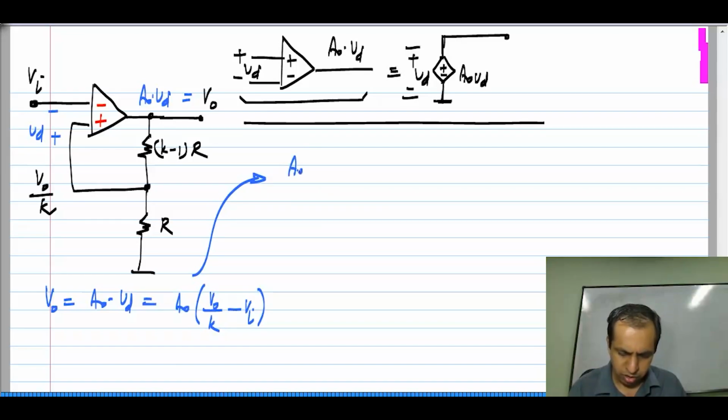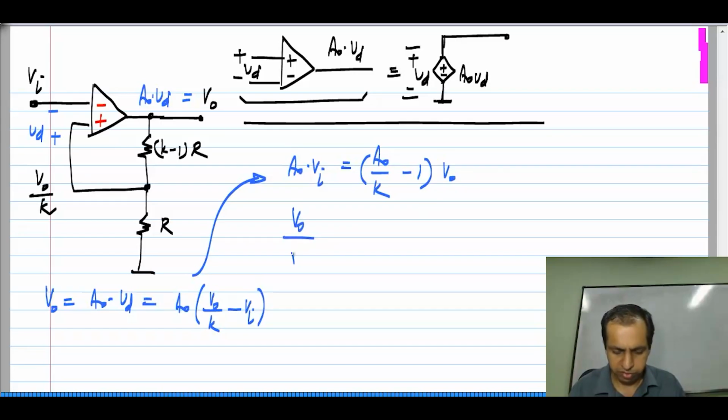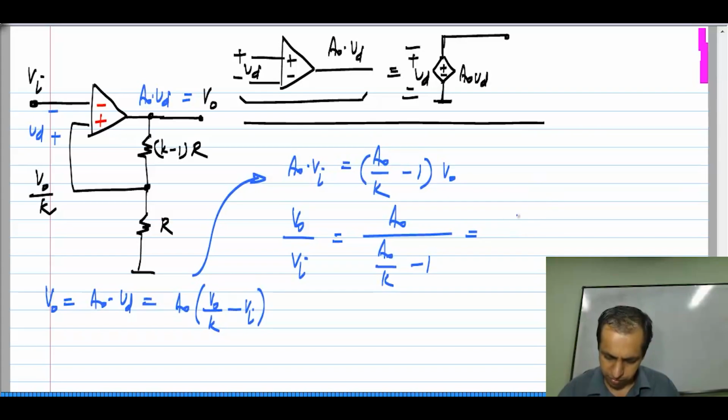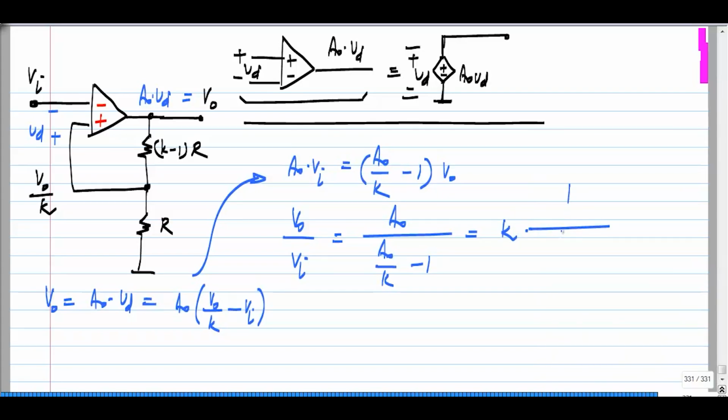So, if I rearrange this, I will get A naught times V I equal to A naught by k minus 1 times V naught. So, V naught by V I would be A naught by k minus 1. Remember, earlier the only difference was we had a plus 1 there. This can also be rewritten as k times 1 by 1 minus k by A naught. And earlier the denominator was 1 plus k by A naught.